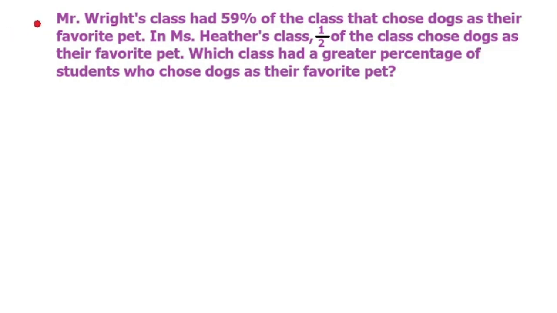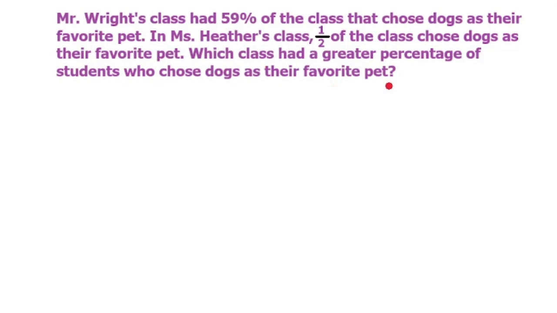So if we have a problem like this that says Mr. Wright's class had 59% of the class that chose dogs as their favorite pet. In Miss Heather's class, half of the class chose dogs as their favorite pet. Which class had a greater percentage of students who chose dogs as their favorite pet? So we need to compare percentages.